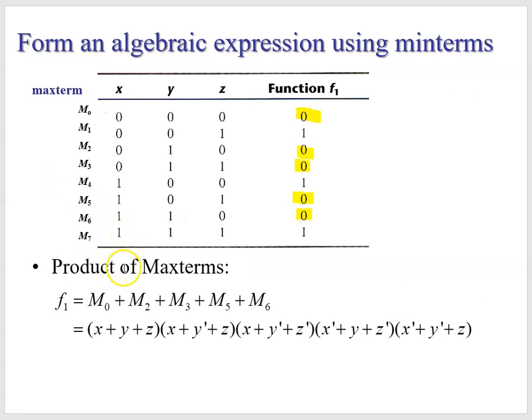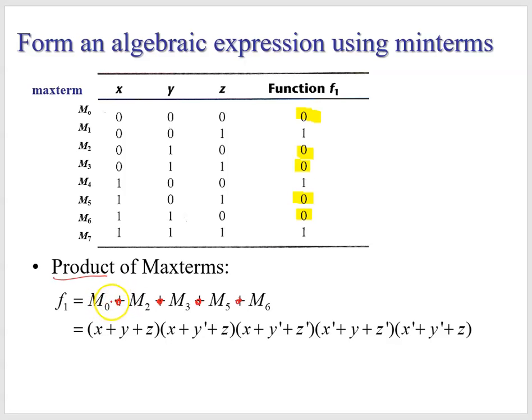For product of max terms, then we form an algebraic expression wherever the function is equal to a 0. It's the product of these max terms. I wrote this here as the sum, so let me just correct this real quickly. This should be an AND, right? And, because it's the product of max terms. So those products mean that should be an AND.